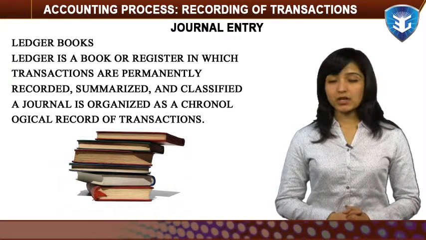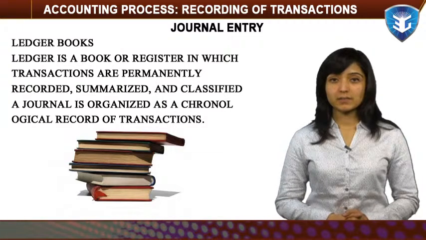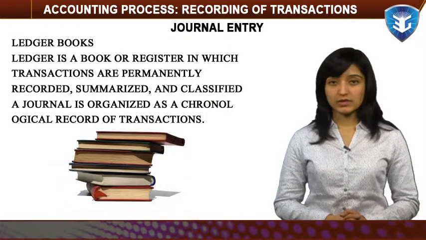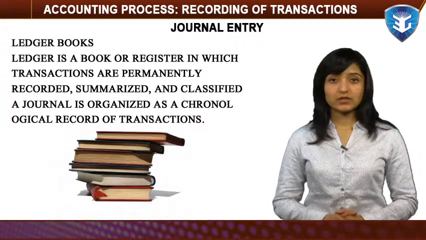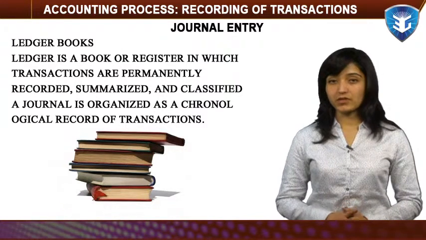In a ledger, each account is divided into two sides, the debit side and the credit side. The left side of the ledger is called the debit side, whereas the right side of the ledger is called the credit side. Each side is further divided into four columns.